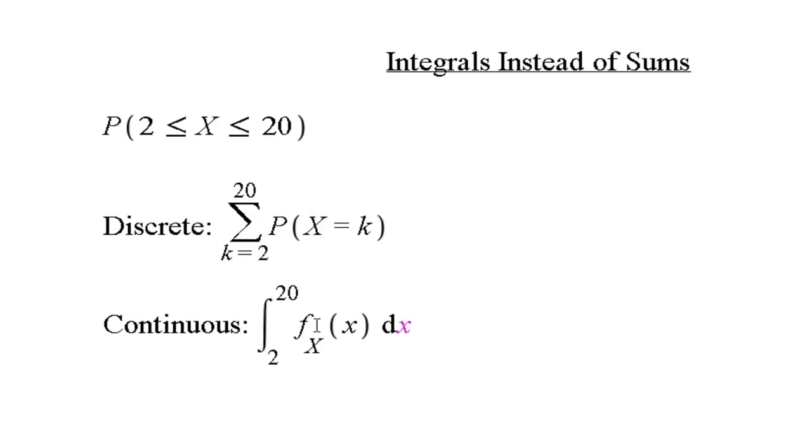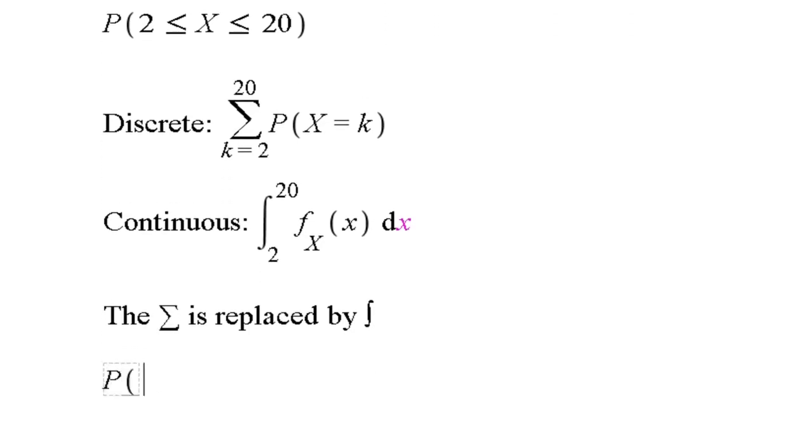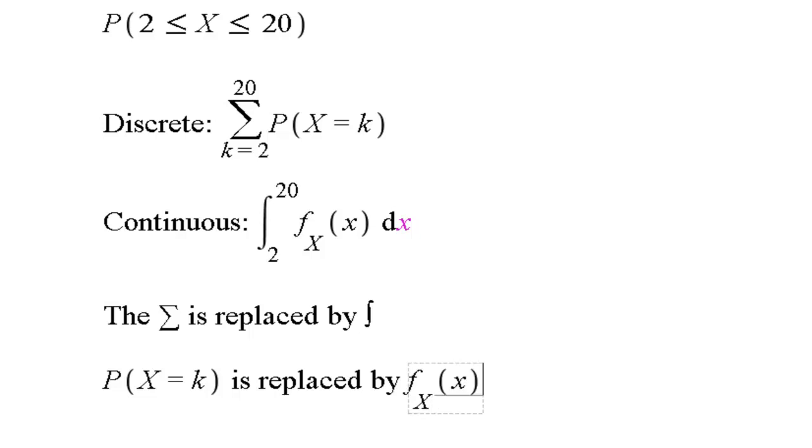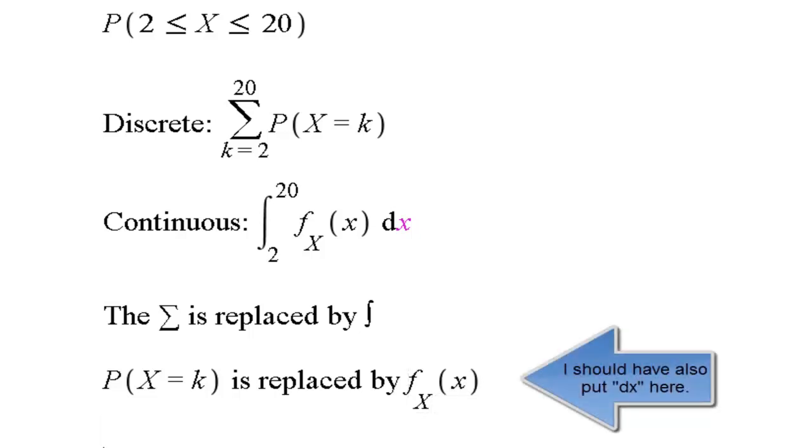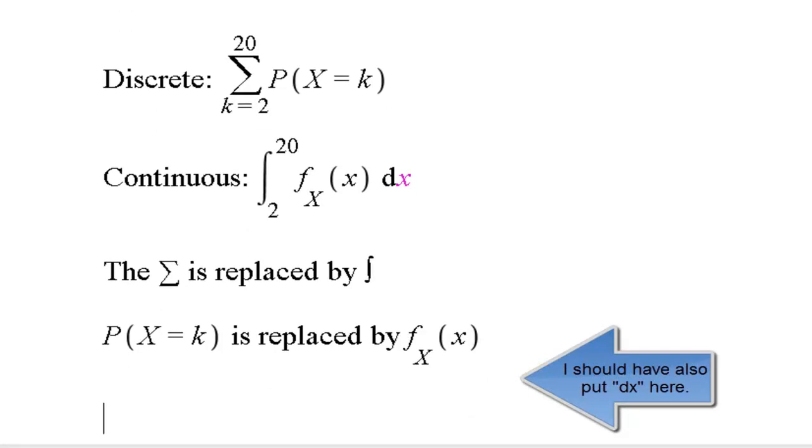So you see that these really are pretty similar. Instead of having a discrete sum, we have an integral for the continuous case. Notice that the sigma is replaced by the integral sign. And then the probability that X equals k is replaced by the PDF, the f sub X of x. Okay, so that was the first thing I wanted to talk about.